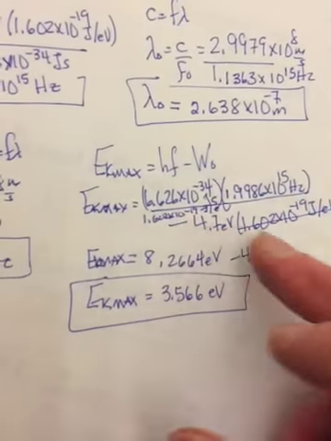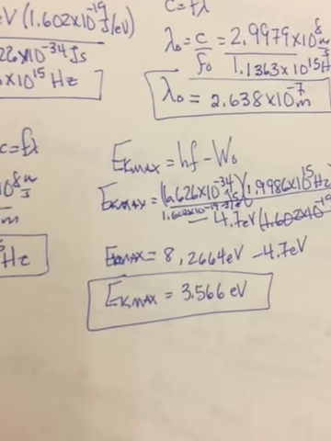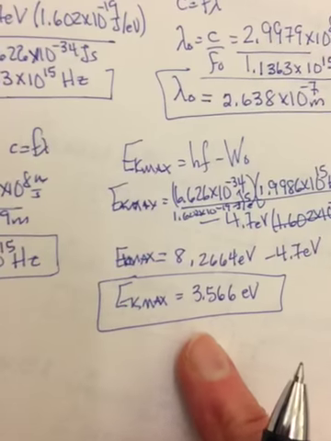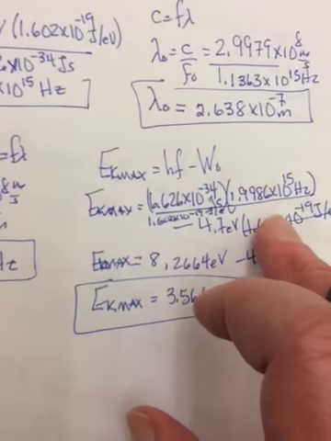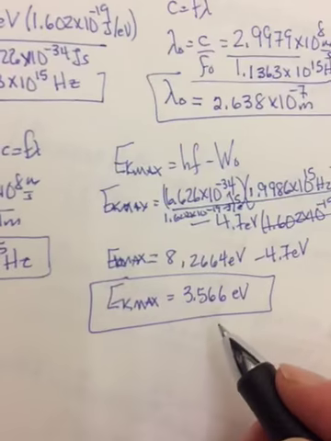Now you could have done what I was about to do and switch this to joules, get your final answer, and then divide by 1.602 times 10 to the negative 19. It would work out to be the same. Okay, I just didn't want to multiply and then divide in the end. I was trying to save time.